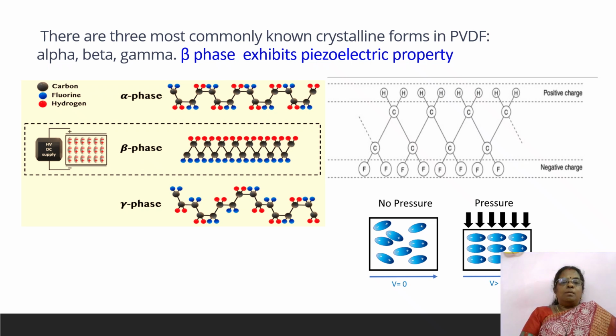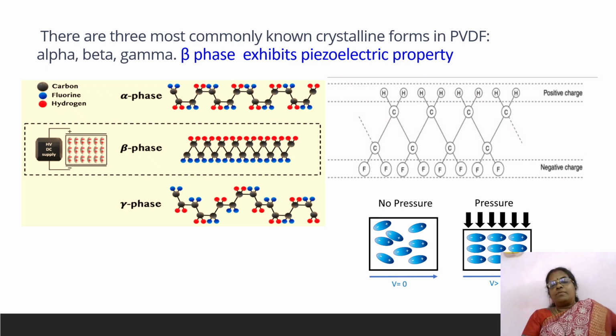The blue one is fluorine and the red one is hydrogen. So this fluorine and hydrogen are responsible for the piezoelectricity. The presence of fluorine and hydrogen atoms is responsible for the piezoelectric properties. See how it is arranged in the beta phase. All reds are on one side and all blues are on another side. All hydrogens are on one side, all fluorines are on another side.